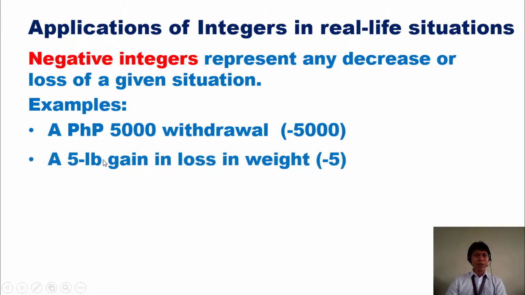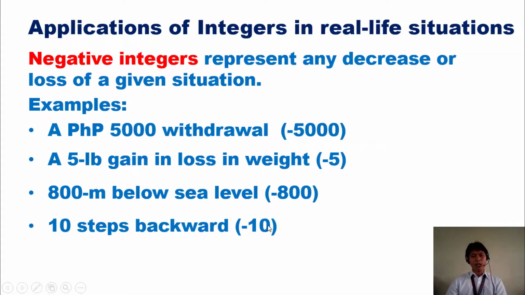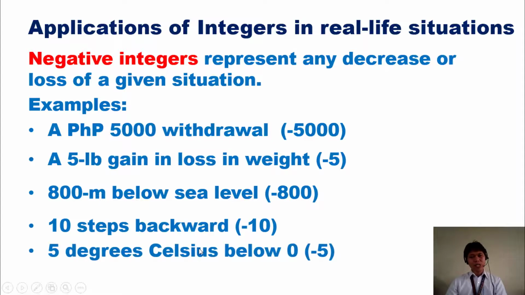Next is a 5-pound loss in weight. So it is negative 5. We have 800 meters below sea level, or negative 800. We have also 10 steps backward, which is negative 10, and 5 degrees Celsius below 0, that is negative 5. All of these are representing a decrease or loss in a given situation. They are represented by negative integers.